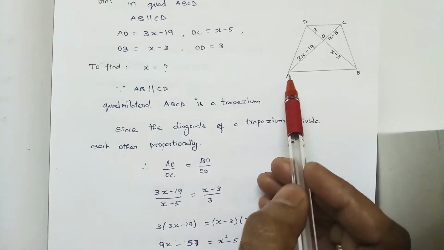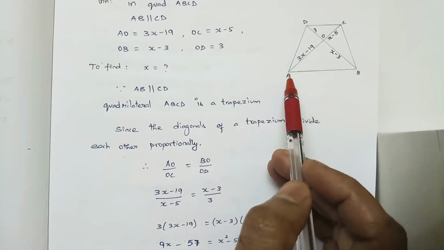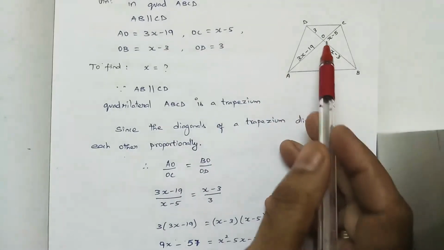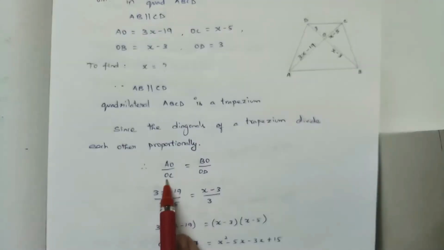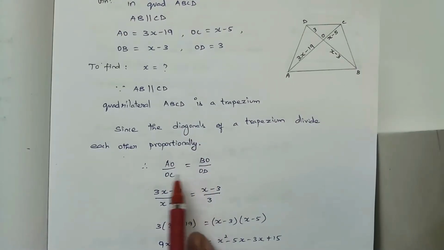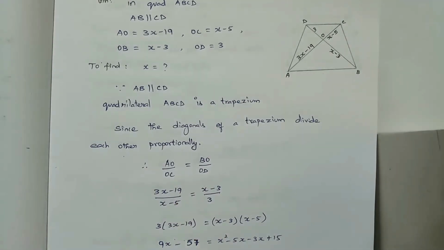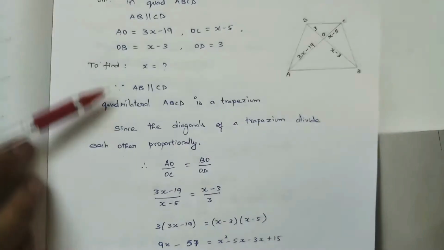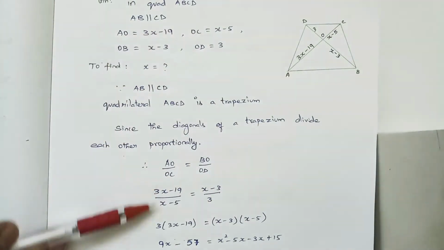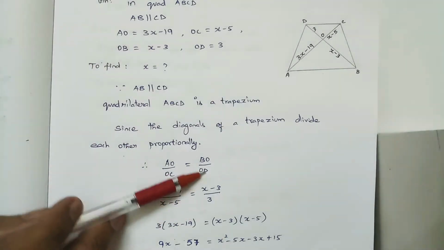Here the diagonals are AC and BD. So AO by OC is equal to BO by OD. We know the values of AO, OC and BO, OD. Substitute and simplify, we'll get the value of x. AO is 3x minus 19 and OC is x minus 5, equal to BO, which is x minus 3, and OD is 3.